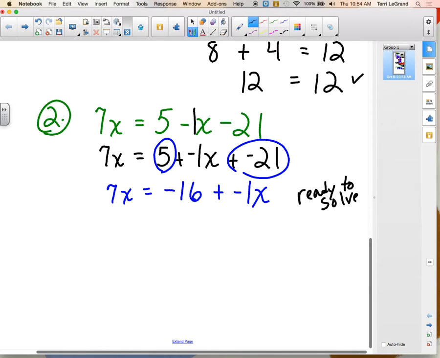Whenever we're ready to solve, that means our brain now says we gotta do the same thing on both sides. Ready to solve. Got an idea for me? Noah? You subtract 1x from both sides of the equation. Devontae? Add 16. Tori?